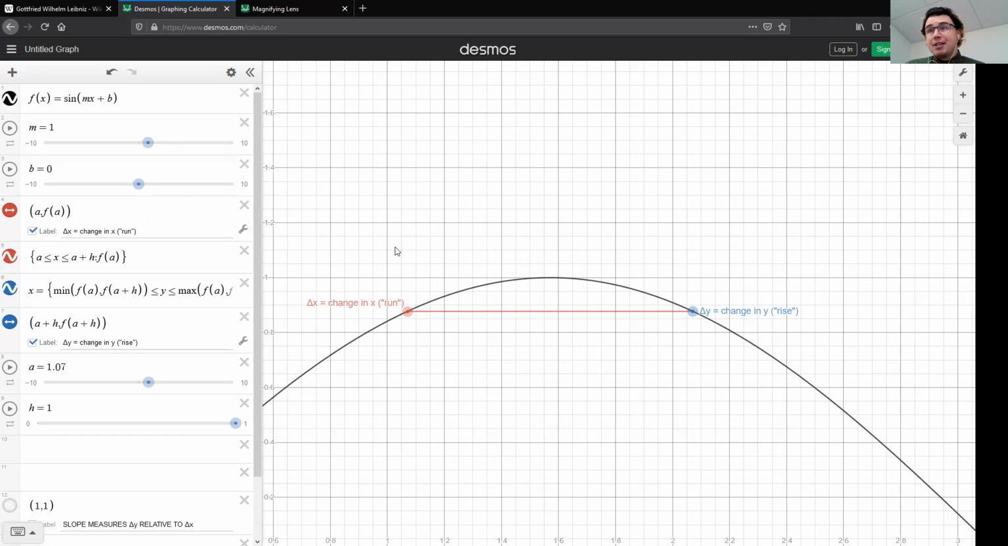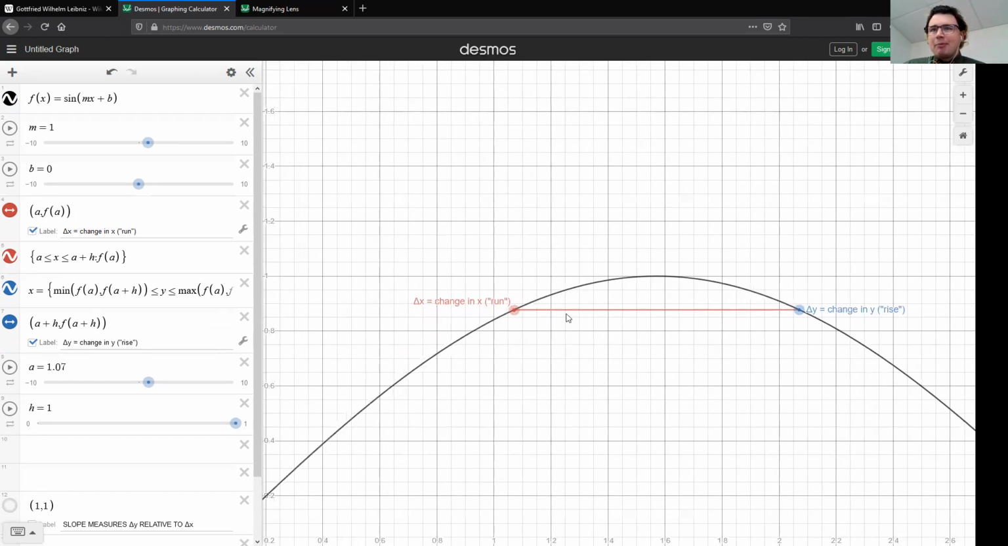Now, I have ways of fixing this. Part of the problem is I've gone all the way out over here to where the sine function starts to repeat itself. So if I shrink my delta x, I can move that in, and I start to get something that's more reasonable for a slope. Now, as I come in, I'm going to get different values for those different slopes here.